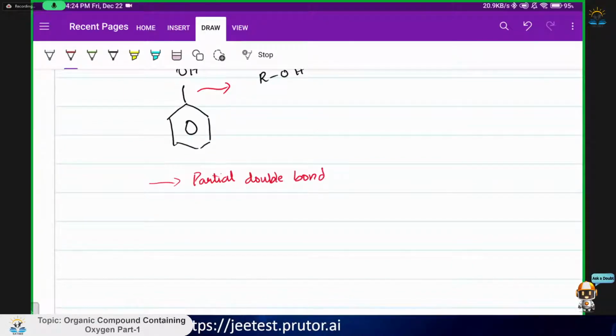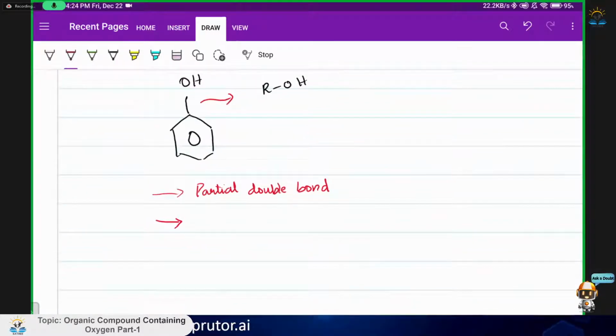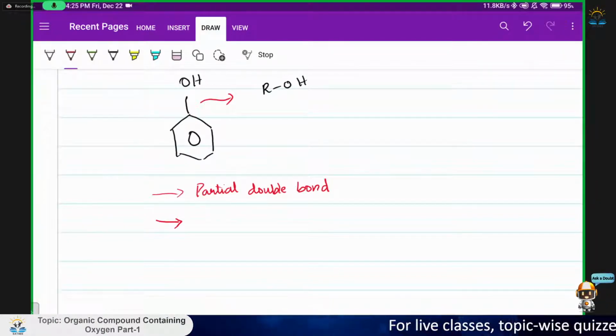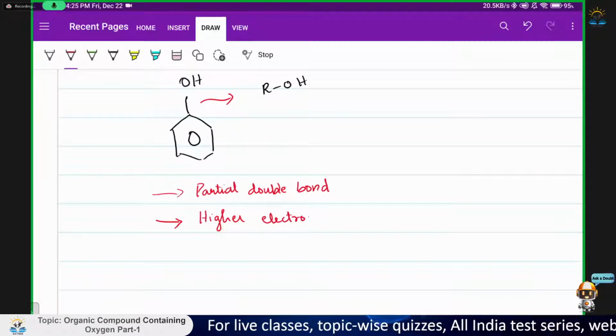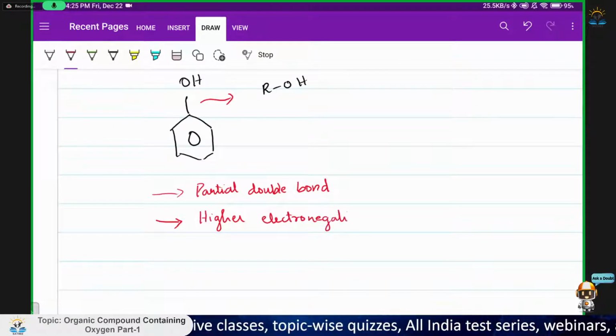And not only that, in this compound the oxygen atom is attached to an sp2 hybridized carbon. And we know that as the s character of the atom increases, the electronegativity also increases. So this carbon will have more electronegativity than in a normal alcohol. So higher electronegativity. That's also another reason for the shorter bond length.